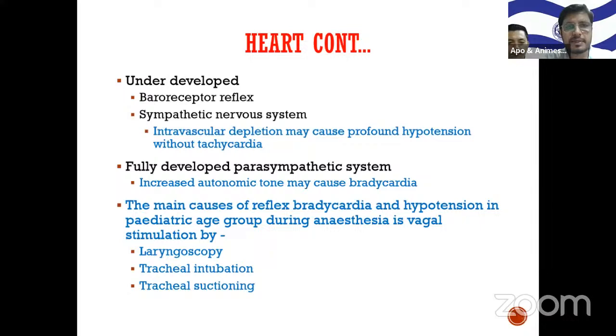So due to this discrepancy between the parasympathetic and sympathetic nervous systems, any increase in autonomic tone may cause bradycardia via vagal stimulation. So the main causes of reflex bradycardia and hypotension in the pediatric age group under anesthesia are usually vagal stimulation by laryngoscopy, tracheal intubation, and tracheal suctioning. So we should take care about this.